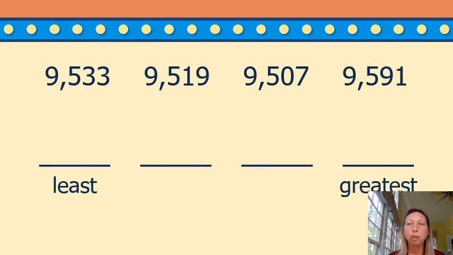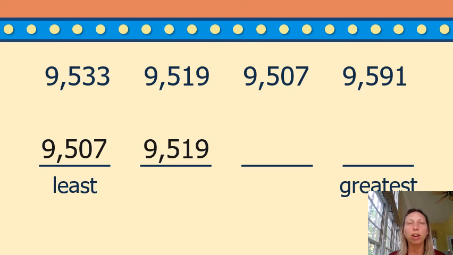All right, all four of these numbers have a 9 in the thousands place, so now I'm looking at the hundreds. They all have a 5 in the hundreds place. Now I'm looking at the tens. I have a 3, a 1, a 0, and a 9. So I'm going to put 9,507 first, then 9,519, then 9,533, then 9,591.